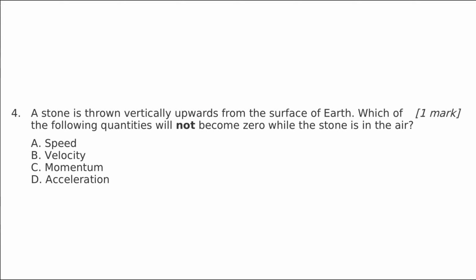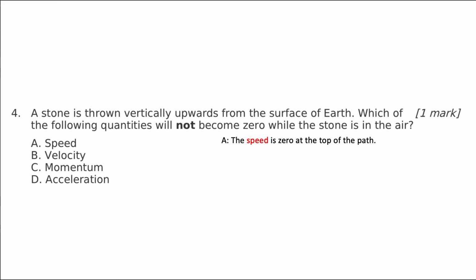A stone is thrown vertically upwards from the surface of the earth. Which of the following quantities will not become 0? I suggest you look at the ball at the top of its trajectory, because this will make your question very easy. We know that at the top of the path, the speed will be 0. That's because we stop and we're turning around and we're just about to start heading down again.